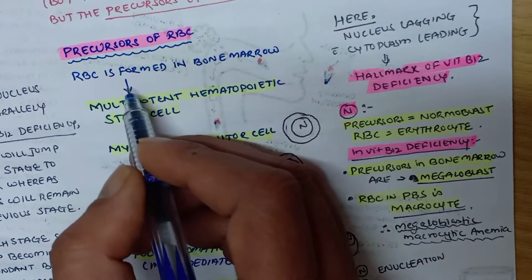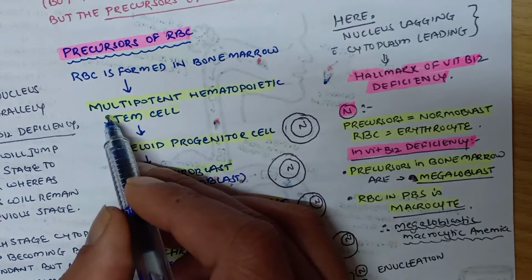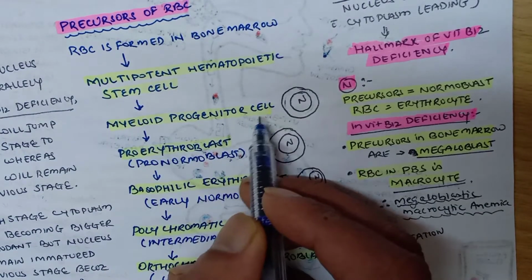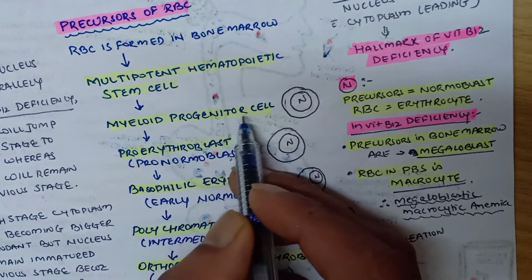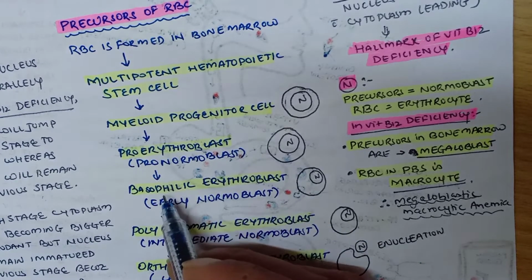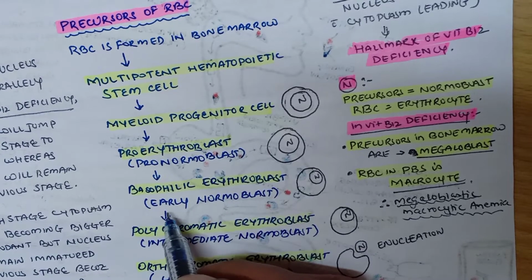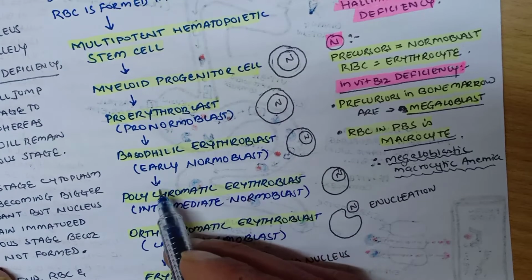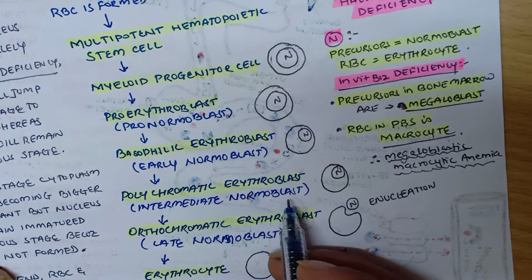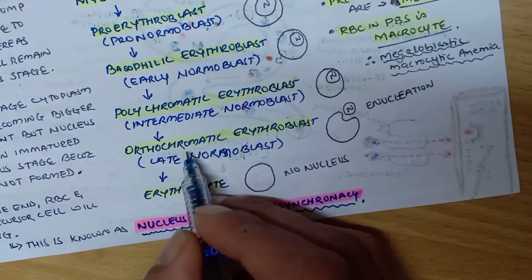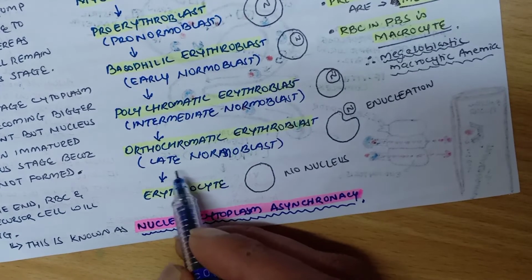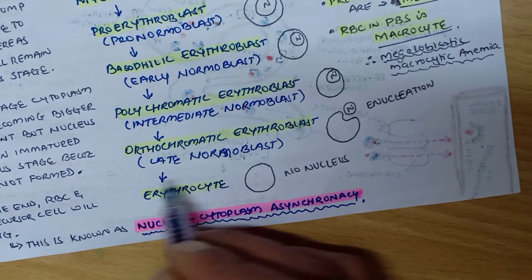We know that RBC is formed in the bone marrow. In the bone marrow there are multipotent hematopoietic stem cells which will form myeloid progenitor cells. These myeloid progenitor cells will form proerythroblast or pronormoblast. They will now convert into basophilic erythroblast, that is early normoblast. This will in turn convert into polychromatic erythroblast or intermediate normoblast. Now orthochromatic erythroblast or the late normoblast is formed from the intermediate normoblast. This late normoblast will finally form into erythrocyte.